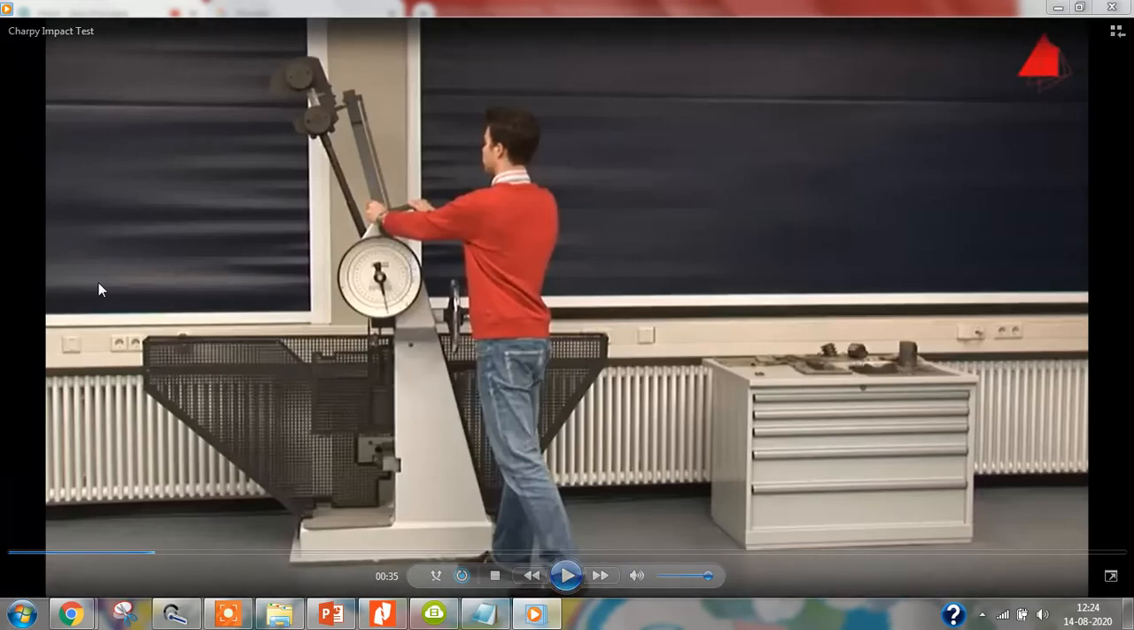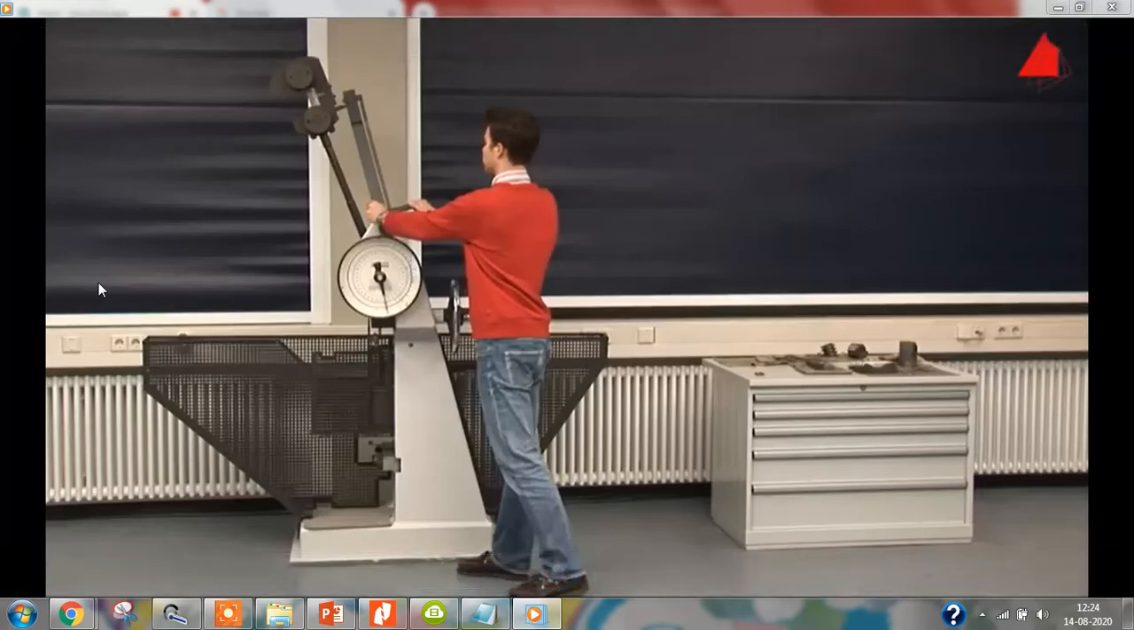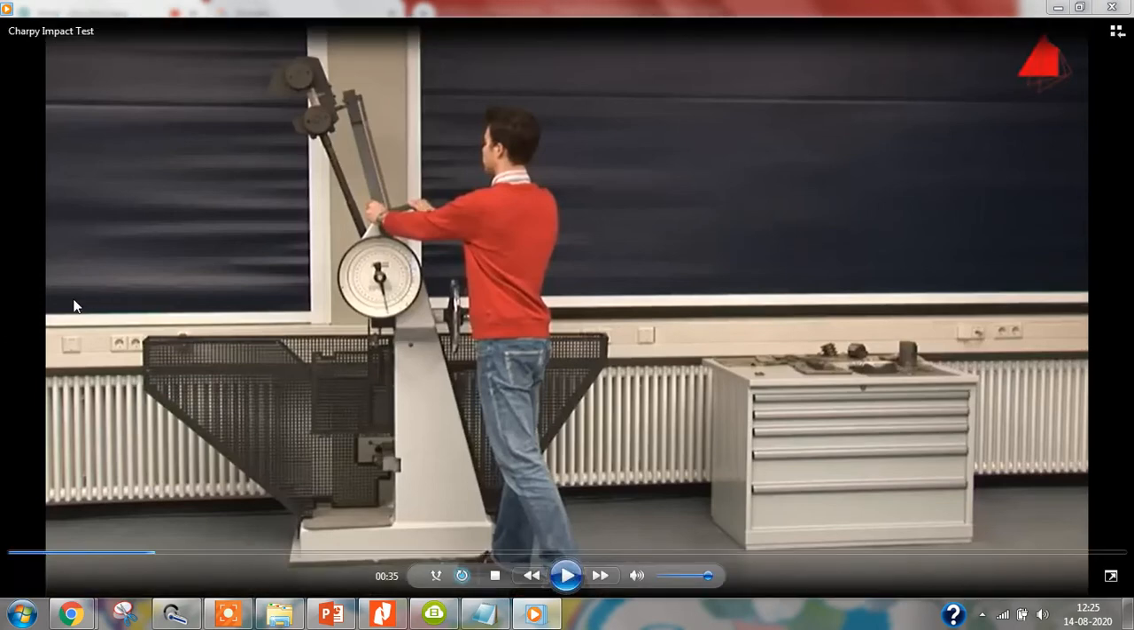So what about the remaining 0.5 meters? That is because of the energy lost in breaking the specimen. So from the height difference, we can find out how much energy we spend in breaking the specimen. From that, we can find the toughness.